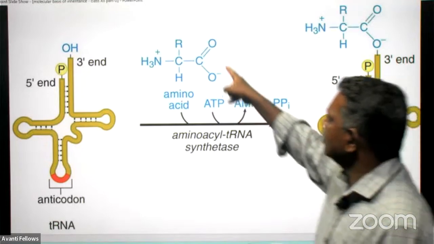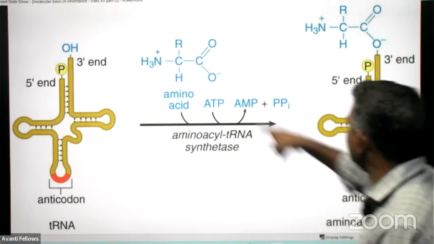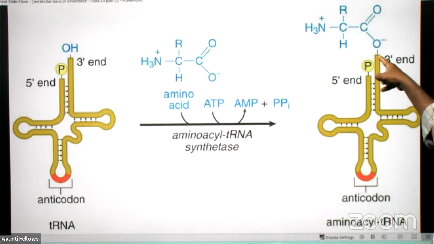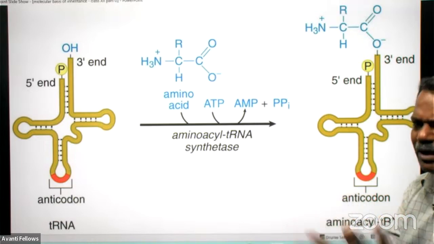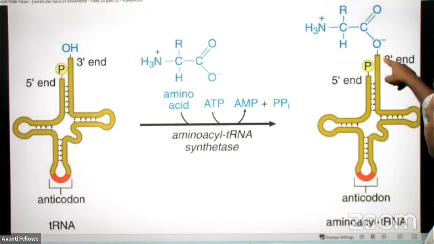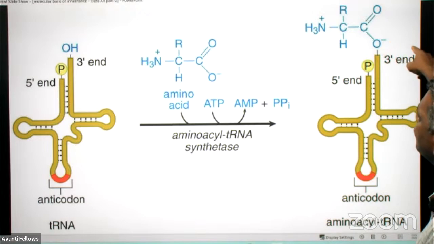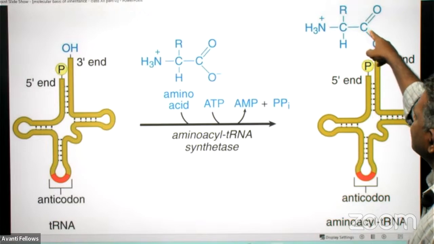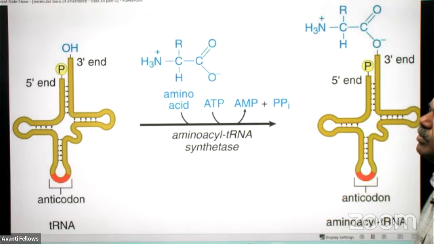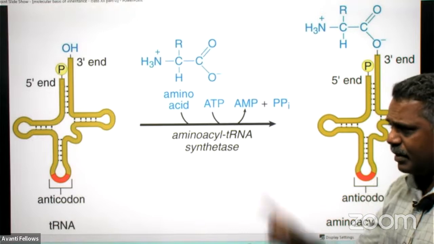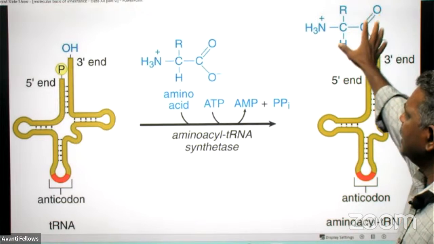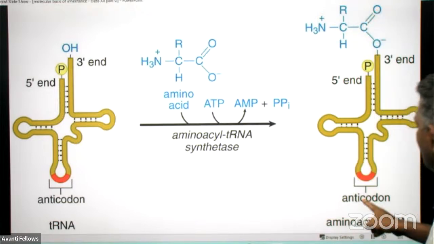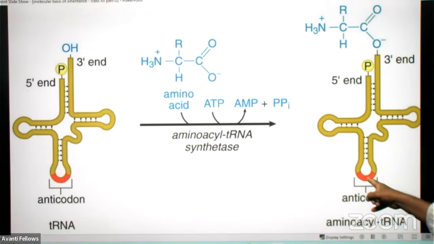The carboxyl group of the amino acid binds to the 3' end of the tRNA, exactly like the peptide bond. Here in the 3' end, adenine is there having an NH2 group, and this amino group of the 3' end makes a bond with the carboxyl group there, just like the peptide bond we have seen. So this is the way through which the tRNA reacts with the amino acid to form the amino acyl tRNA.